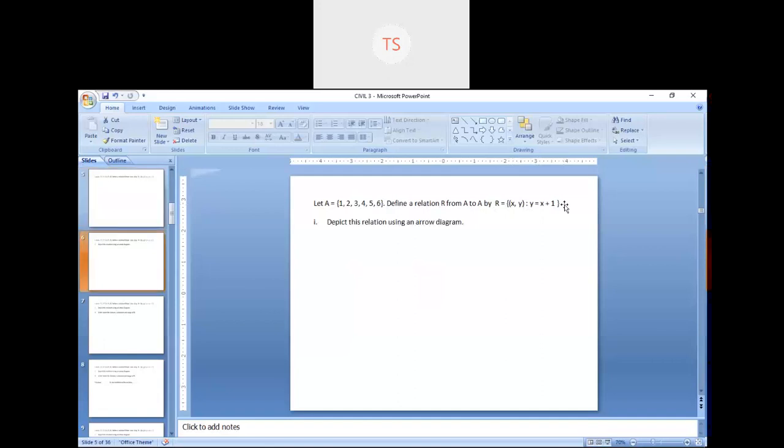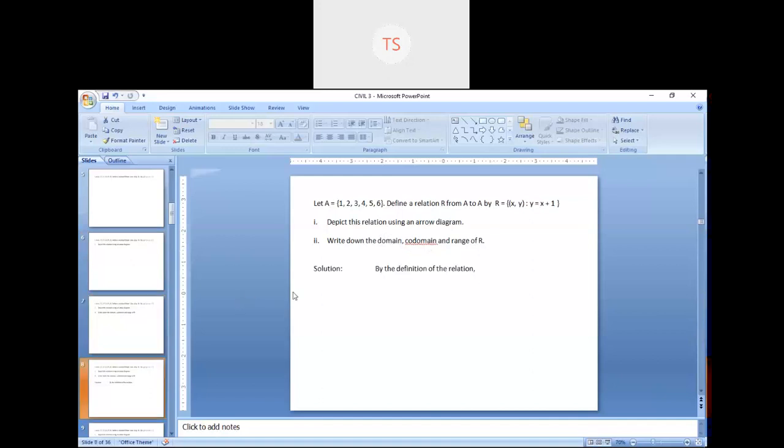Now first of all, depict this relation using an arrow diagram. I think in our previous class we have discussed how to draw the arrow diagram, so today also we will discuss the arrow diagram. Next, write down the domain, codomain and range of R.